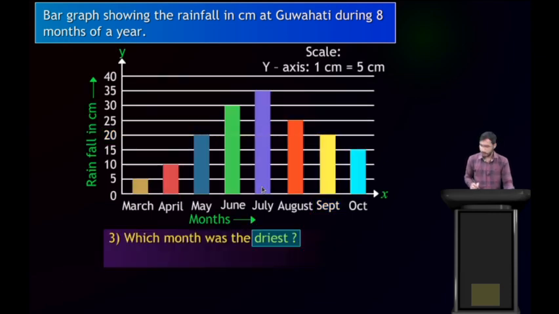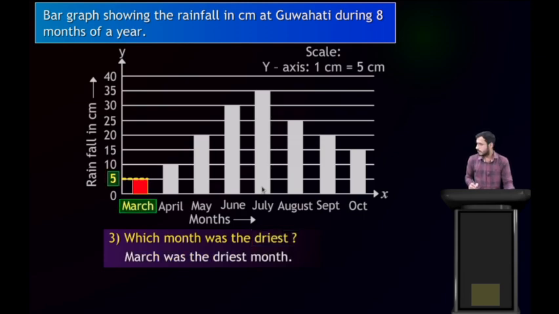Now, which month was the driest? That means minimum rainfall. You can see that it is March, the minimum rainfall.